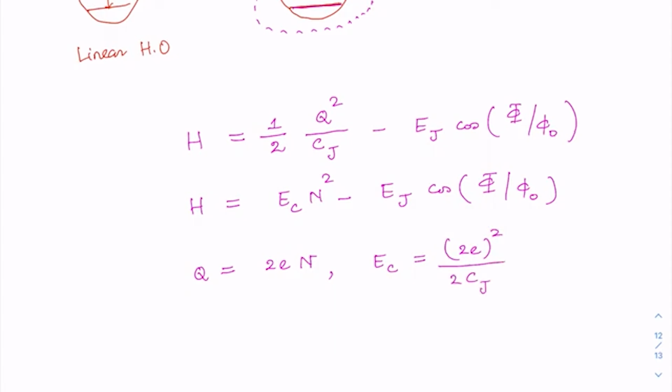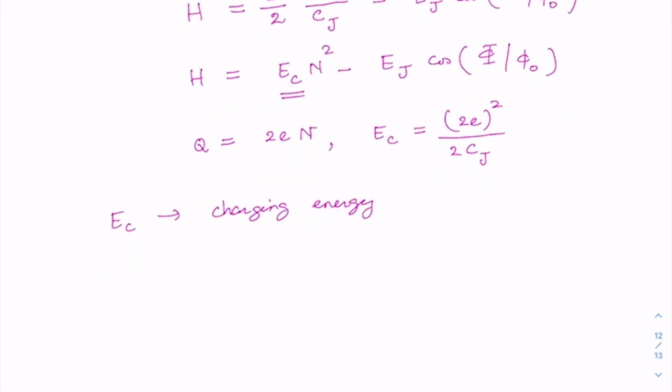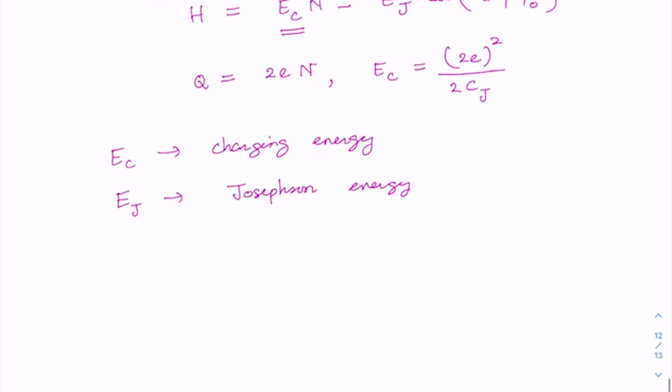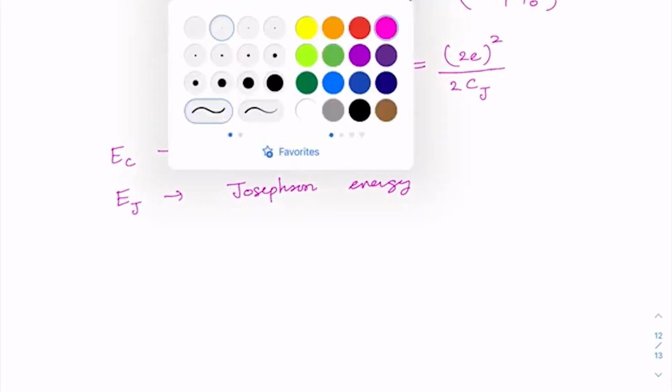So you can recall that similar kind of stuff, and there is actually some convention. Some people write it in a different way, but essentially this EC refers to the charging energy, and EJ refers to the Josephson energy. And these Josephson junctions, or superconducting qubits, are classified according to this ratio.